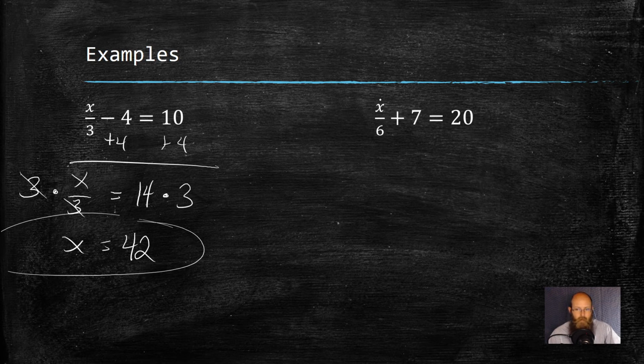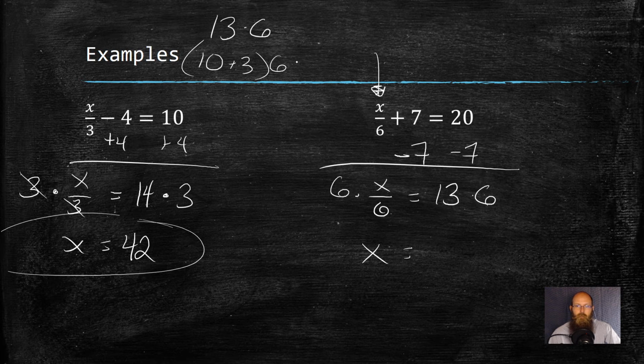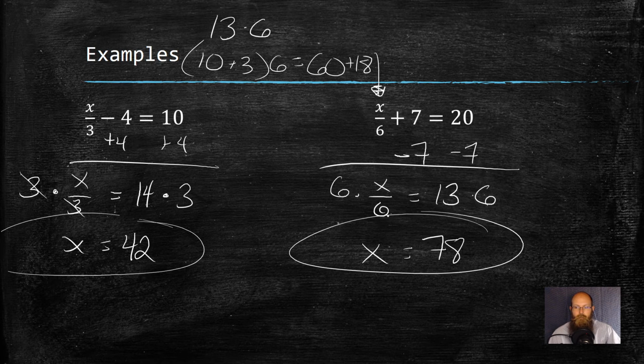Off to the right, same thing. Isolate the stuff with x's in it. So I need to subtract 7. So x over 6 equals 13. Now I need to get rid of that 6 because I want x by itself. So I need to multiply by 6 on both sides. That gets me x equals, and this is 13 times 6. I like to do it like this. 13 times 6 is the same as 10 plus 3 times 6, which is, if I distribute that 6 in, 60 plus 18. Adding those two up, and I get 78. Alrighty, let's move on to our next one.